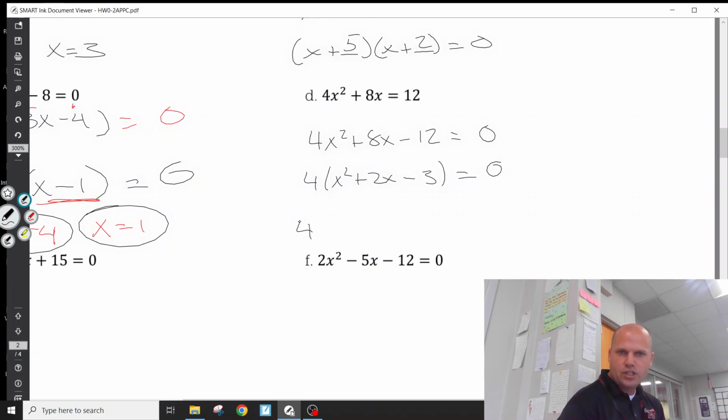Now, the 4 is going to stay here, but this trinomial, this x squared plus an amount of x's plus a number, can factor to be x plus one number times x plus another number. All I have to do is find the two numbers that add to get +2 and multiply to get -3. It's got to be +3 and -1.